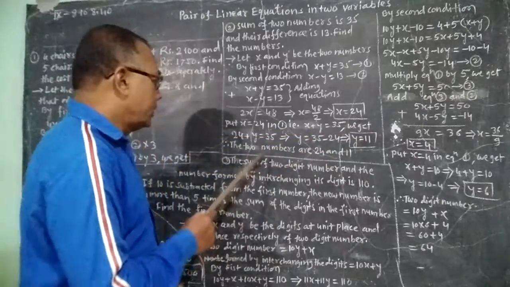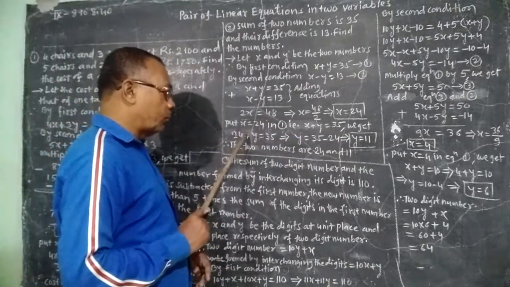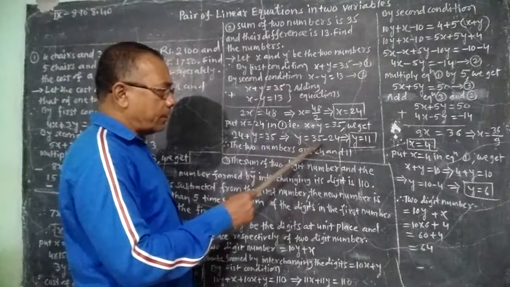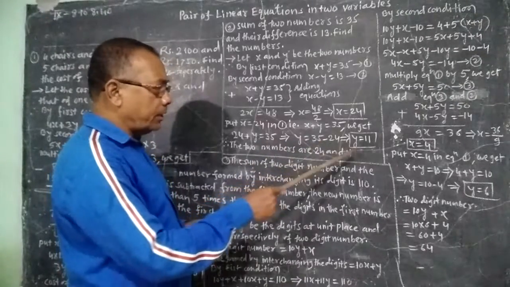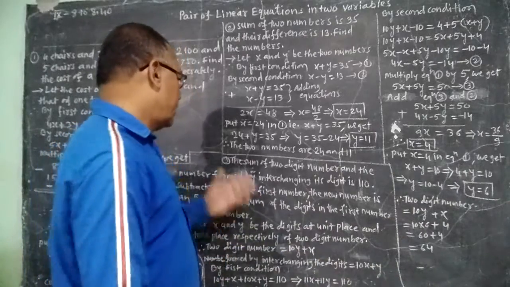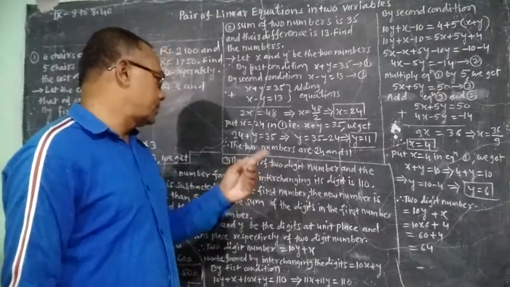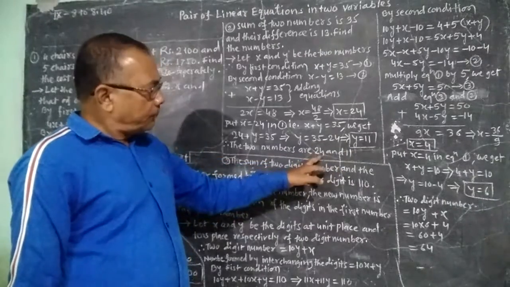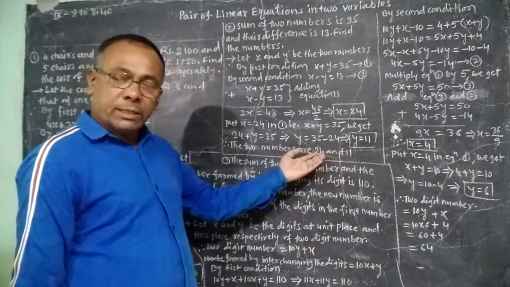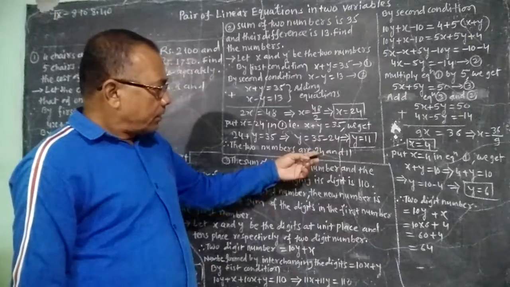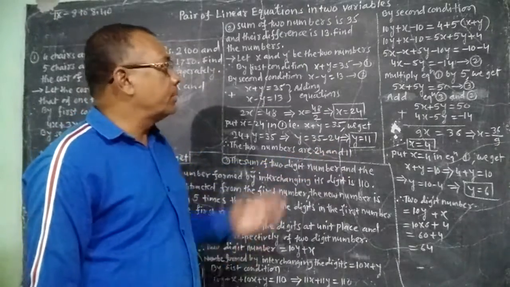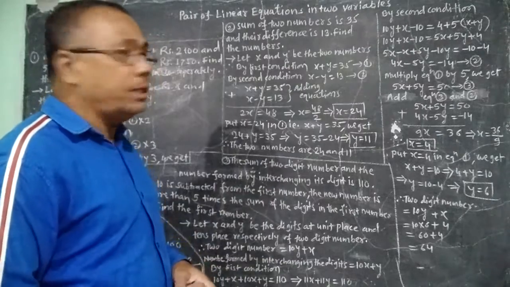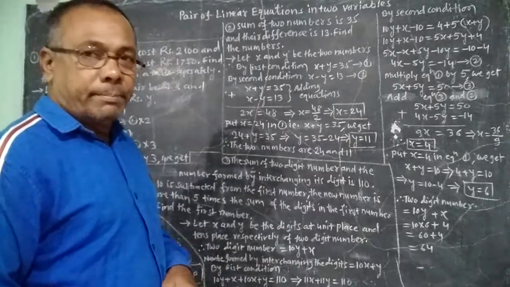We get here x is 24, so 24 plus y is equal to 35, which implies y is equal to 35 minus 24. In this way y is equal to 11, and therefore the required two numbers are 24 and 11. It is seen that 24 plus 11 we get 35, and 24 minus 11 we get 13. In this way we have found the required two numbers.